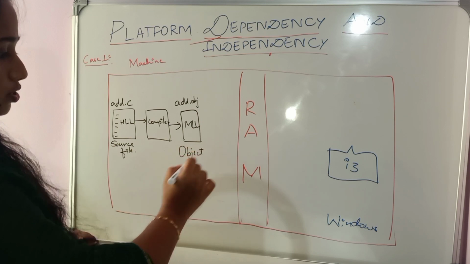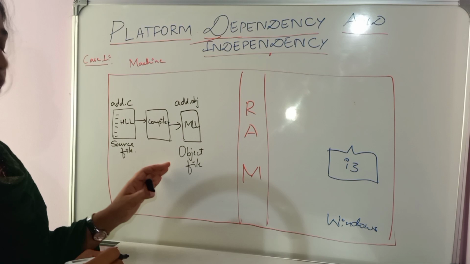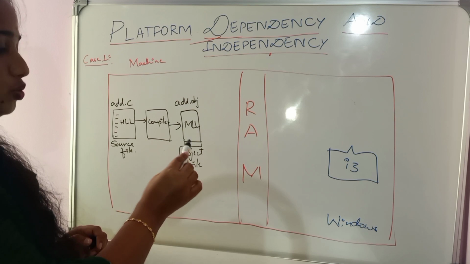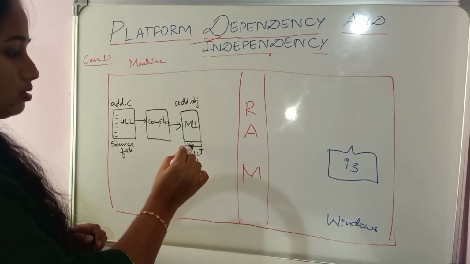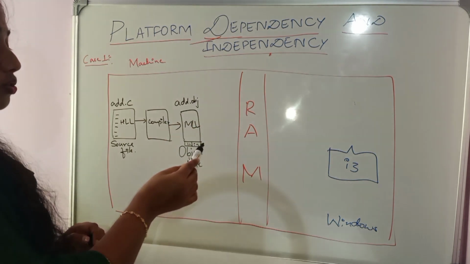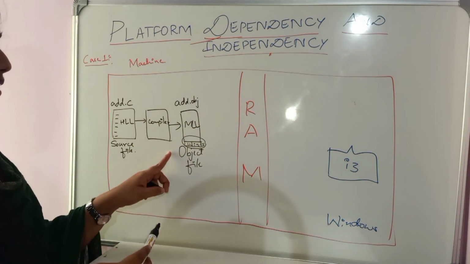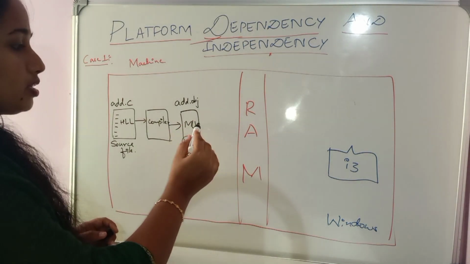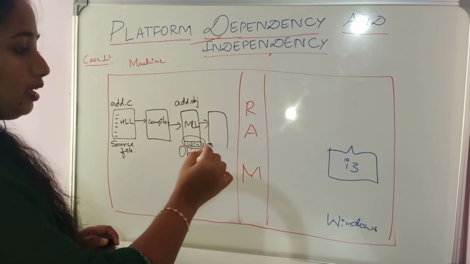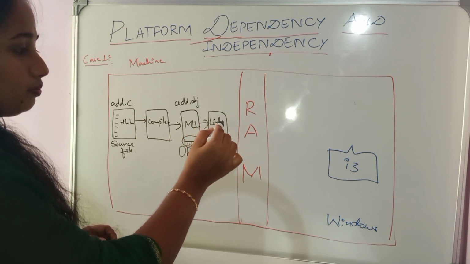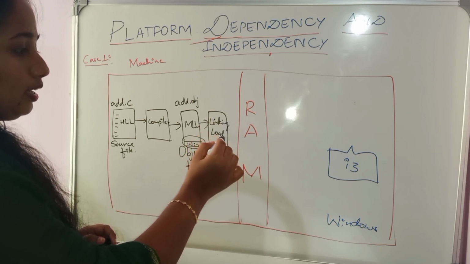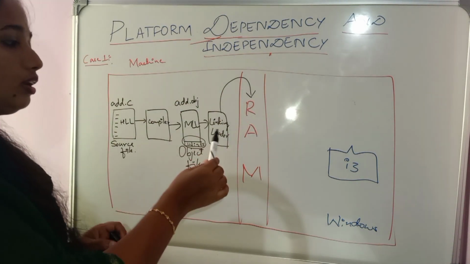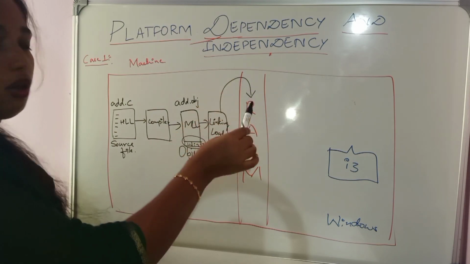This is the object file. During compilation, one more piece of information is added, that is, on which platform it is compiling: Windows, i3 processor. This is the platform on which it is compiling, and this information will be added to the file. Then the linking loader will link the file and load the data onto the RAM.